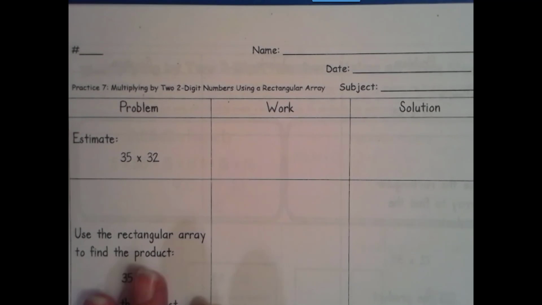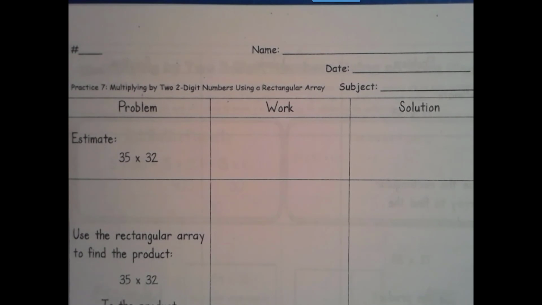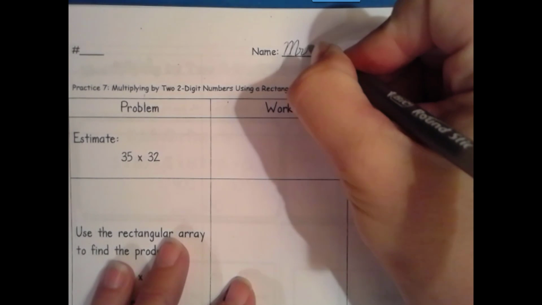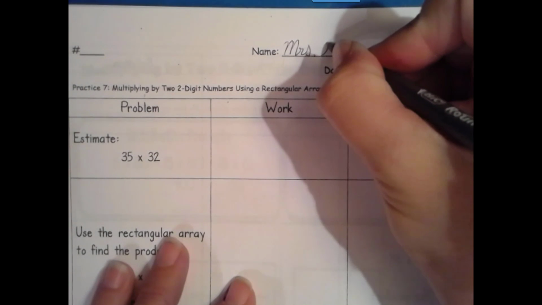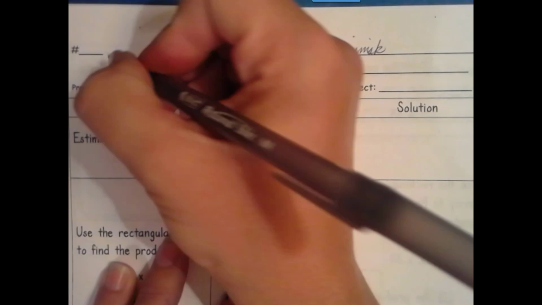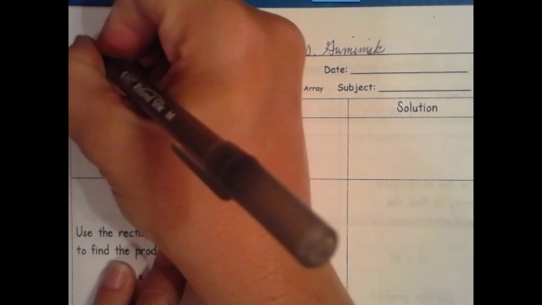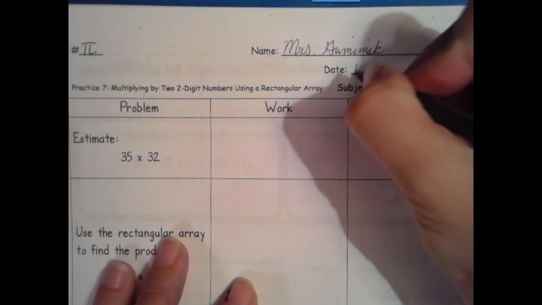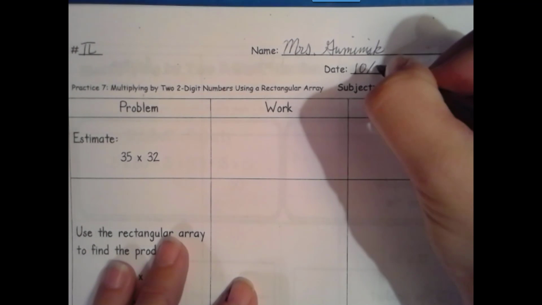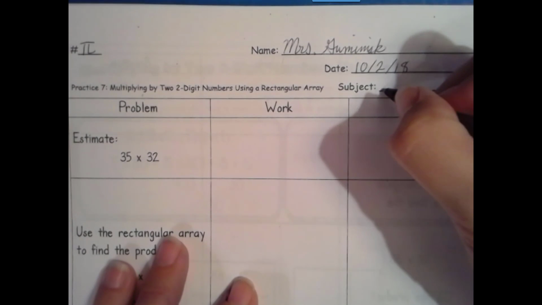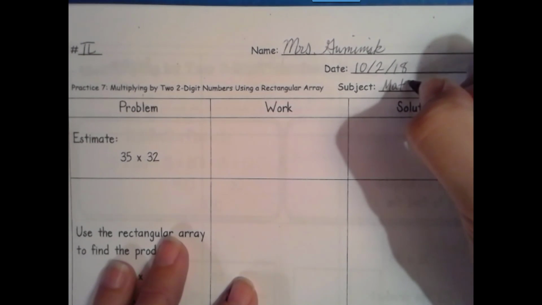Okay, first thing we need to do, put our heading on: name, number, date, first and last in cursive. Okay, my number is pi. Remember to put the date that you are doing the notes, not necessarily the date I'm writing. And our subject is math.